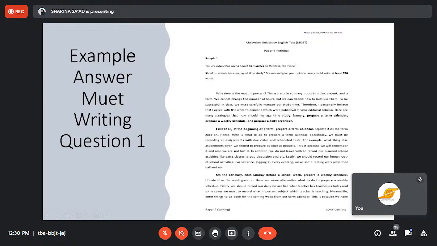Okay. And then explaining about the topic. To be successful in class, we must carefully manage our study time. Okay. So because the topic is about how you manage your study time or your time to study. And then here, I personally believe that I agree. The student mentioned about dia punya point, dia punya stand, dia agree. And then the student mentioned the thesis statement. How to manage the time: prepare a term calendar, prepare a weekly schedule, prepare a daily organizer. These are the 3 things that you need to have when you want to manage your time. So the first paragraph talked about the first issue, term calendar. This is the thesis statement, a topic sentence.